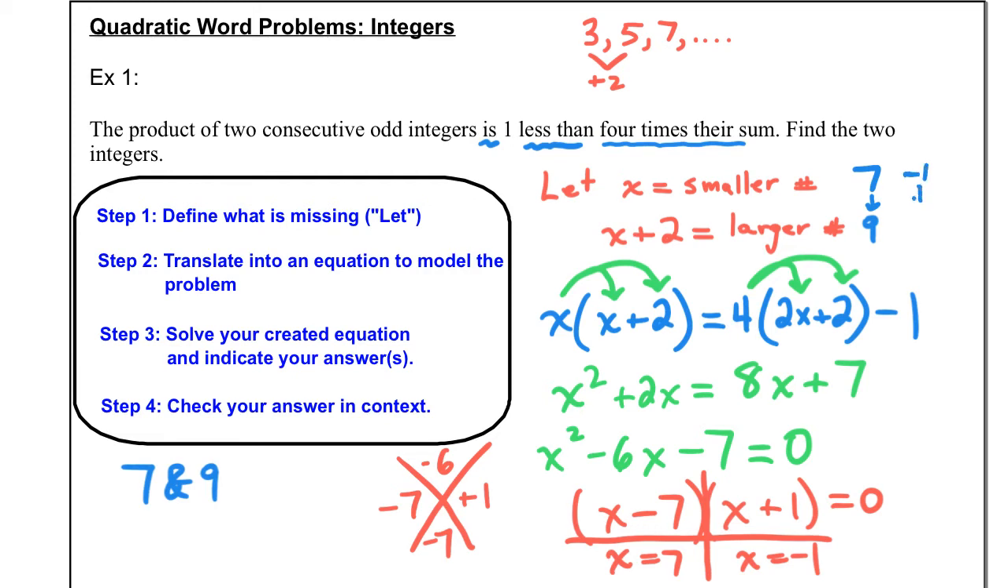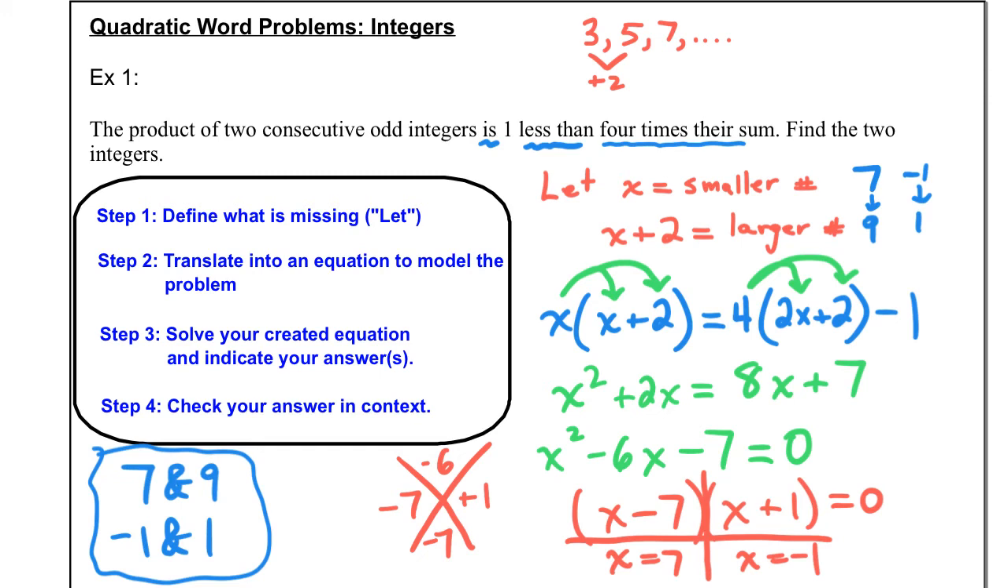And now alternatively, -1 is also going to work with a different partner. So -1, I'm going to add 2 to get +1. So -1 and +1 are another pair of consecutive odd integers that also satisfy this. And while getting two sets of solutions is perfectly okay, so 7 and 9, -1 and 1, however you want to write that is fine.